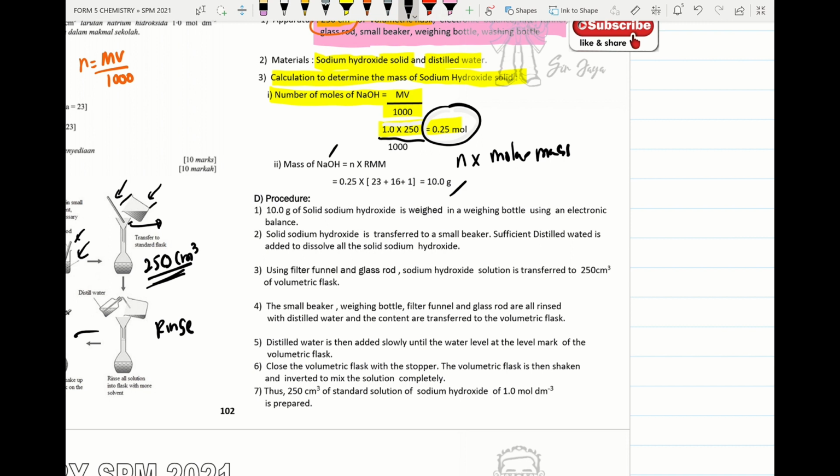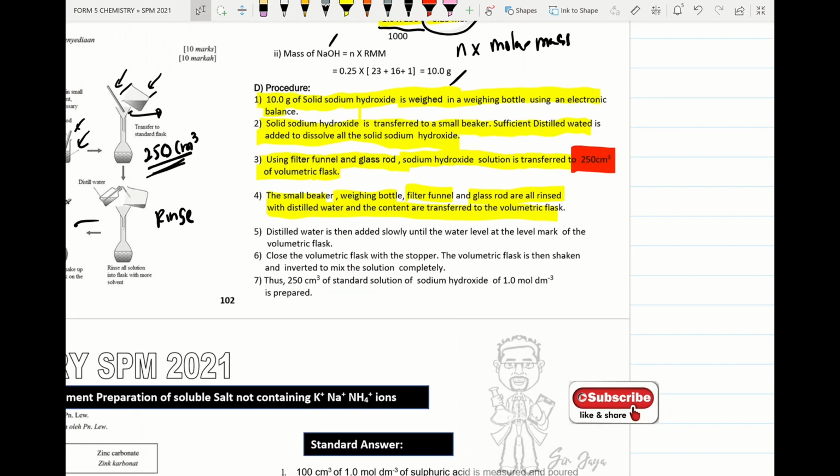So for the procedure, please go through all of it. 10 gram of solid sodium hydroxide is weighed in a weighing bottle using an electronic balance. The solid sodium hydroxide is transferred to the small beaker. Sufficient distilled water is added to dissolve all the solid sodium hydroxide. Using a filter funnel and glass rod, the sodium hydroxide solution is transferred into, very important, the 250 cm³ volumetric flask. The small beaker, weighing bottle, filter funnel, and glass rod are all rinsed with distilled water, and the content is transferred into the volumetric flask.